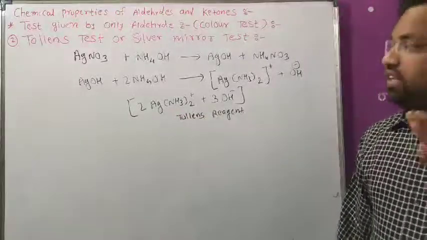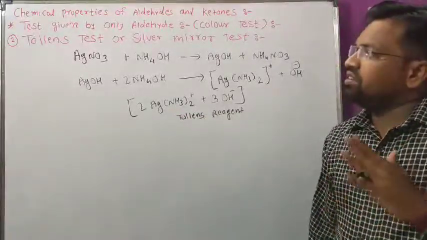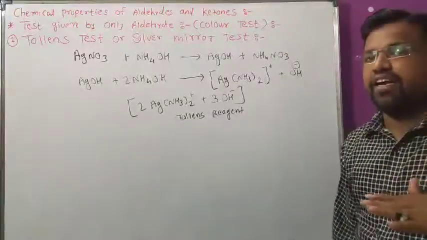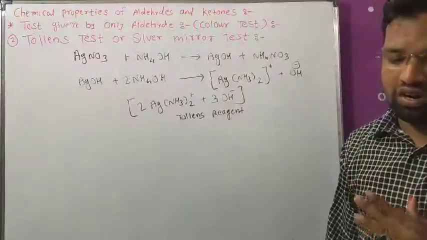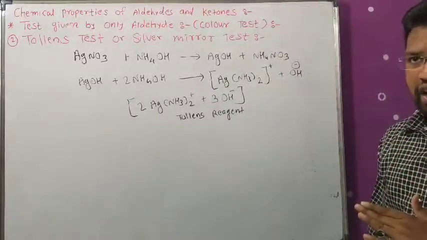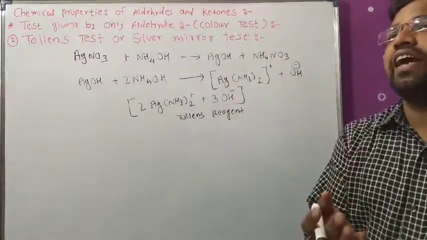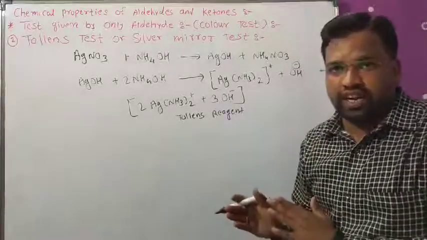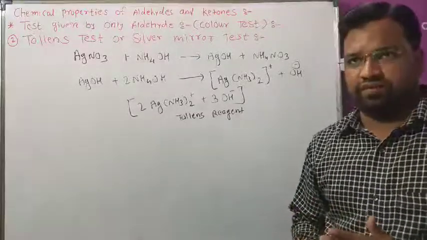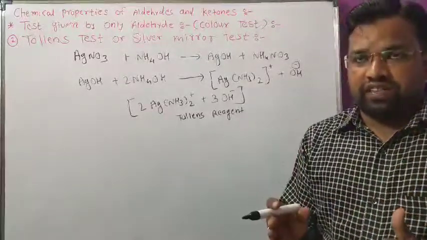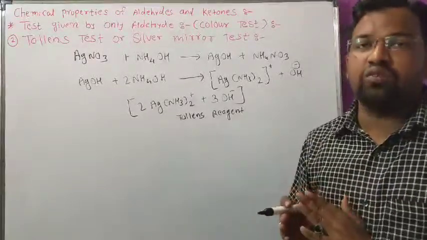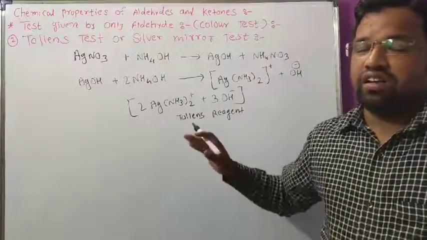Now see here, in this test, when an aldehyde is boiled with the Tollens reagent, or ammoniacal silver nitrate, a silver mirror is formed. In this reaction, the aldehyde is converted into the carboxylate ion, and the Ag plus, that is silver ion, is converted into silver metal, and it gives the silver mirror.